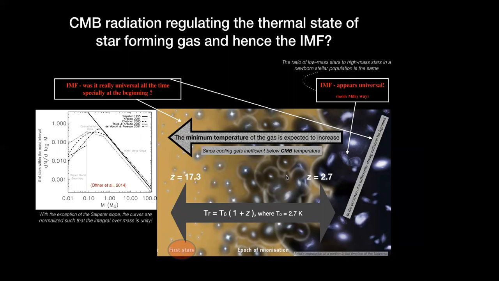So the CMB, can the CMB play any significant role? This is the question. So in order to address this question, we have to see quickly the history of the star formation process. If you go back in time, you expect that the CMB radiation must be higher in terms of its temperature. So if you cover the range of redshift from 2.7 to around 17, we find that the CMB radiation temperature is going to be much higher.